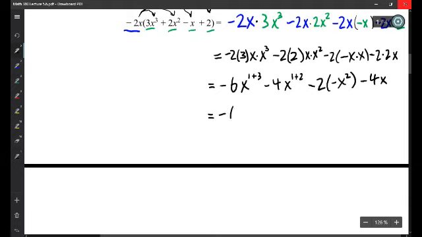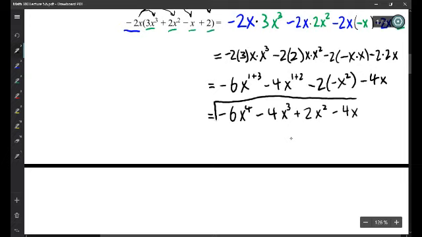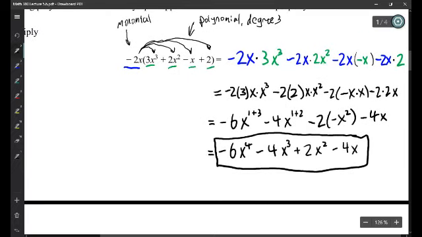Now we have negative 6x to the fourth. And then negative 4x to the third. Negative 2 times negative 1, positive 2, x squared, and then minus 4x. And that is our answer in descending order for this multiplication here.